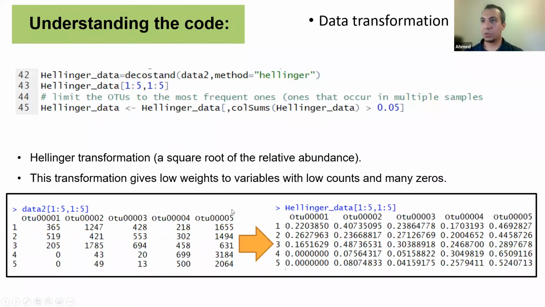The next step is to transform this table. So we have here our taxa and we have the samples.